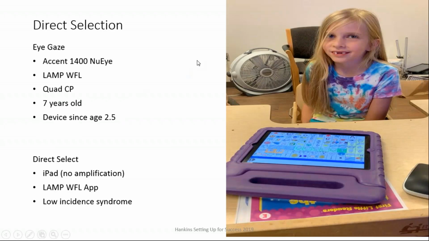So this is a video showing both kinds of direct selection in one whole video. These girls are friends. They come to a language group in the afternoons after school. This was filmed this summer. They've gotten to be big buddies.